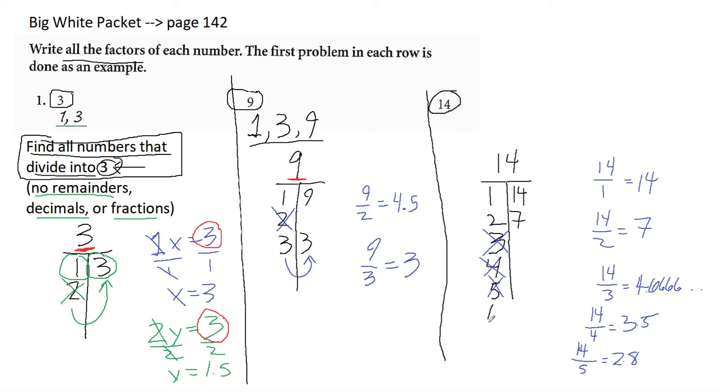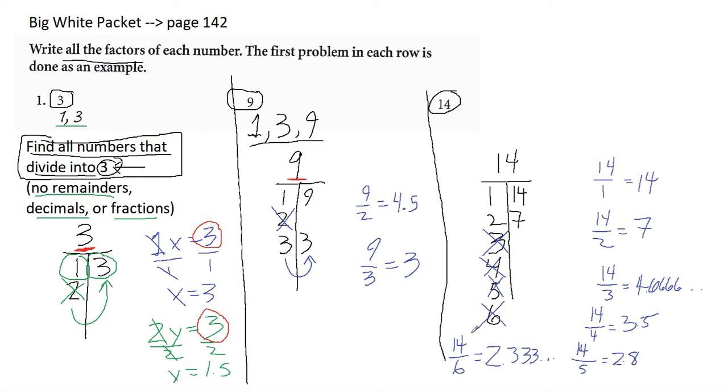1, 2, 3, 4, 5, 6. Is 6 a factor of 14? Well, I can check that by doing 14 divided by 6. I know it goes in 2 whole times. It gives me a remainder of 2. The calculator is going to say 2.3333, etc. And I say, sorry, 6, but you're not a factor of 14.